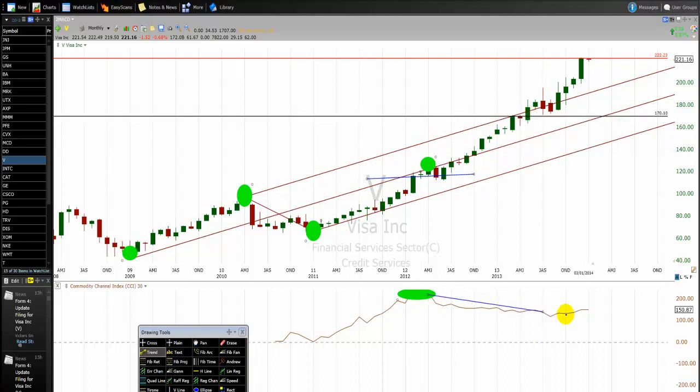The commodity channel index was showing us a bearish divergence by pulling back down. But the prior retest, the edge of the Pitchfork tool, so they are taking profit. We look for opportunity to sell here. But we know that the price is in a rising channel.